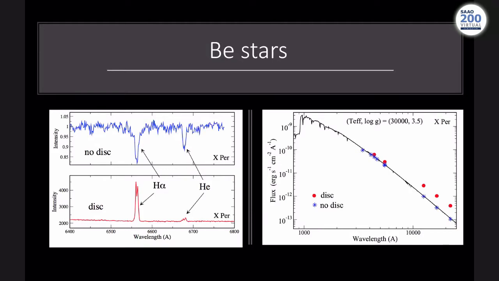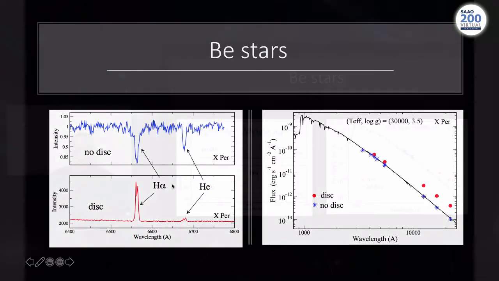So in this slide, I'm showing an example of one source which was in two states. The blue shows when the source was in a diskless state, and the red shows when the disk was present. As you can see in the optical spectra, we have absorption lines from the photosphere when the disk wasn't there. And then when the disk was present, we see emission lines. And also in the infrared, we see infrared excess when the disk is present.